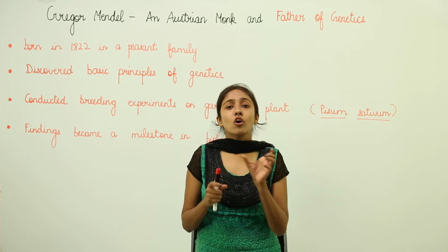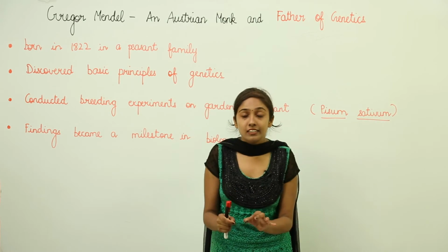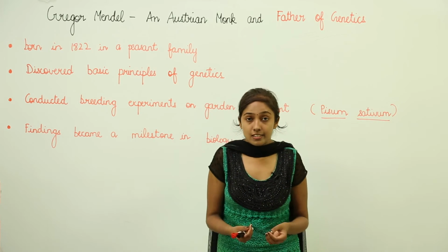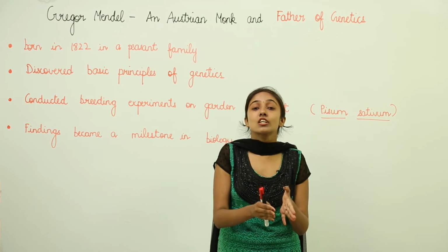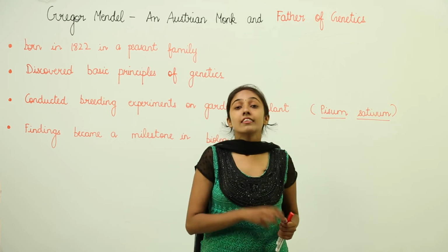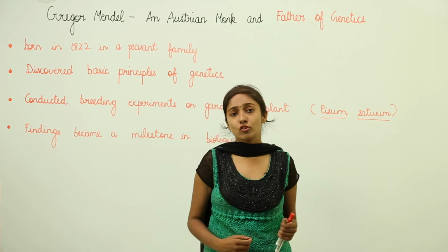What does the law of dominance convey? In the presence of a dominant allele, the recessive allele will not be able to express itself, right? So, this is the law of dominance, meaning in the presence of the dominant one, the recessive cannot express. This is the basic law of dominance, right?